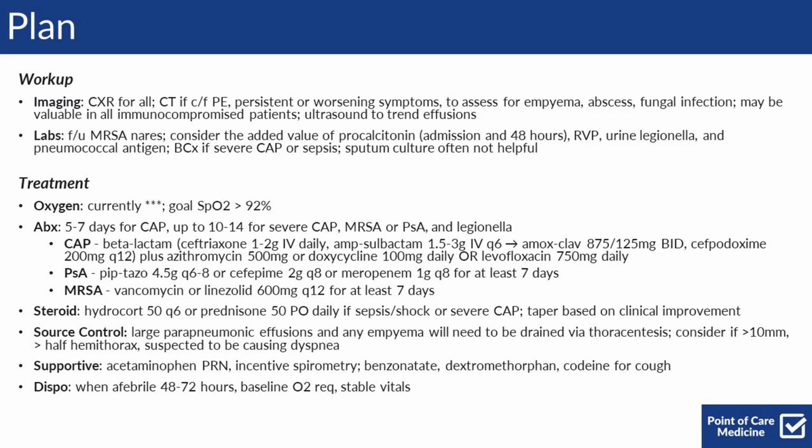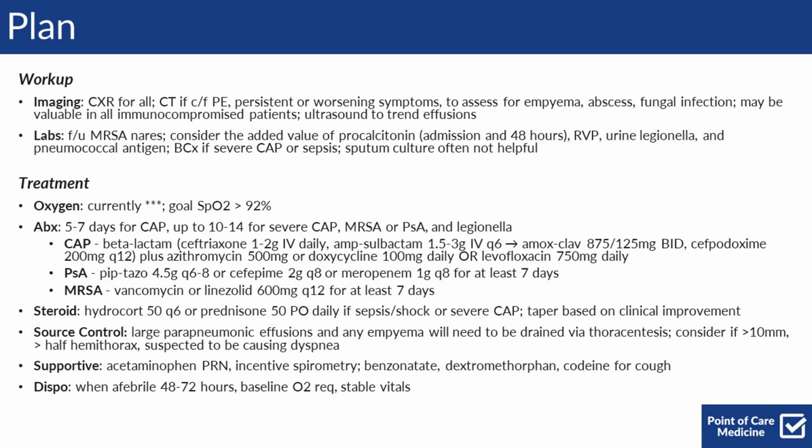If the patient has severe CAP, you can give steroids, including hydrocortisone 50 milligrams Q6. You'll then taper based on their clinical improvement. You should also be thinking about source control. Large parapneumonic effusions and any empyema will need to be drained via thoracentesis. You should consider this if it's greater than 10 millimeters, if it's more than half of their hemithorax, or if you suspect that it might be causing dyspnea.